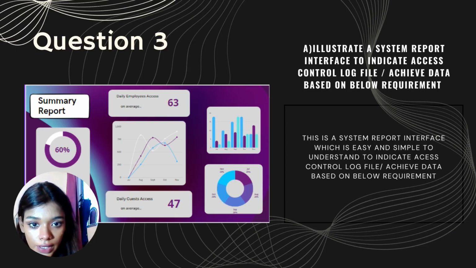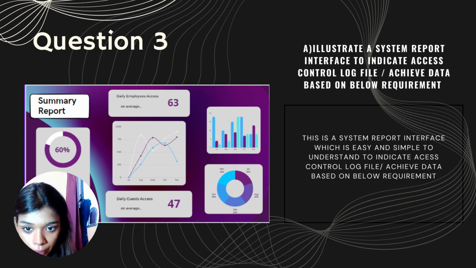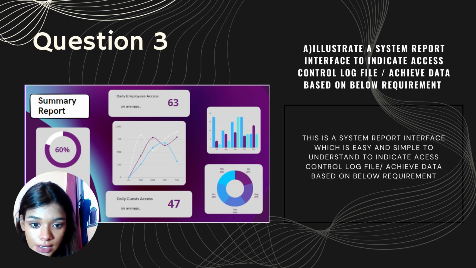For question 3, I have illustrated a system report interface to indicate access control of file and achieve data based on the requirement below. This is the summary report that I have made based on the statistics and analysis. As you can see, I've made the charts. Daily employees access on average is 63. Daily guest access on average is 47. This is the bar chart, and this is the pie chart for the summary report, and these are the statistics.